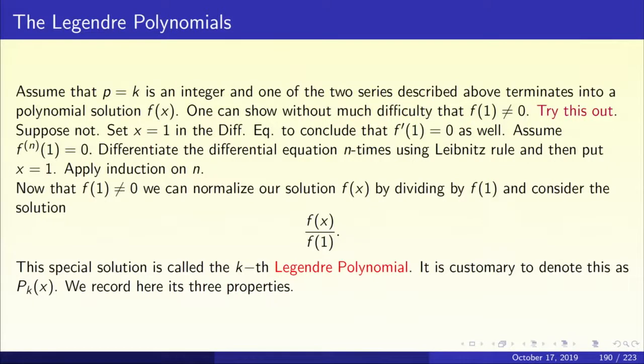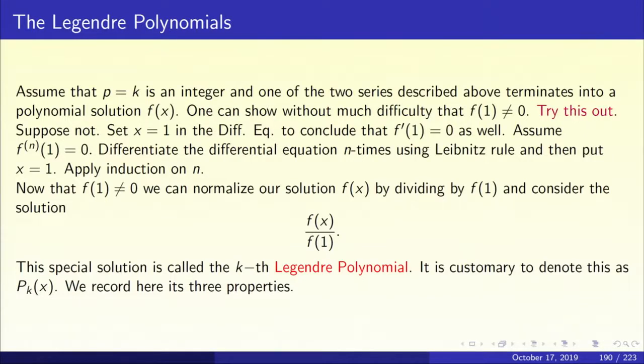So once again, assume that P equal to K is an integer. One of the series described above terminates into a polynomial solution, and this polynomial has degree exactly K. That also we have seen. When P equal to 2, it terminates after the x squared term. When P equal to 3, it terminates after the x cubed term, and so on. So the polynomial has degree exactly K.